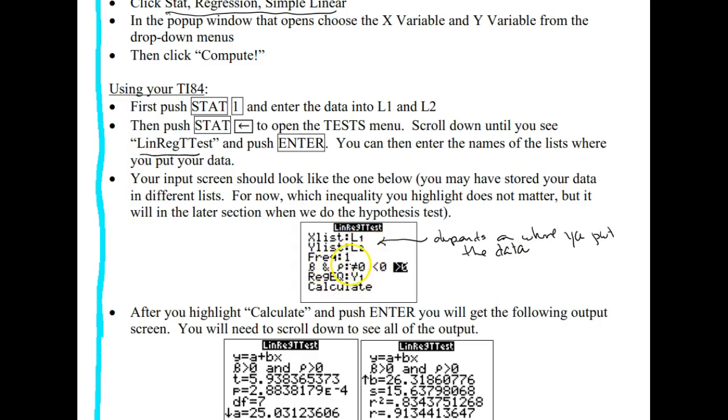Next to frequency, we still have a 1. That's the default, and we never change that all semester. And then this next line is beta and rho, okay, which now you know what rho stands for, but that hypothesis test we don't get until the next section, so that line for now doesn't matter.